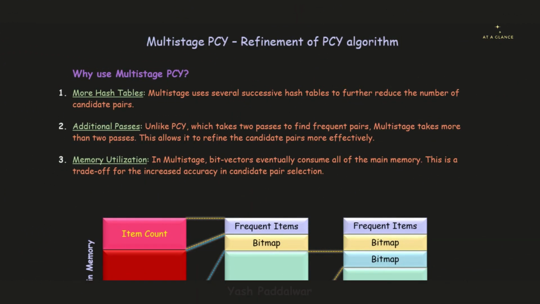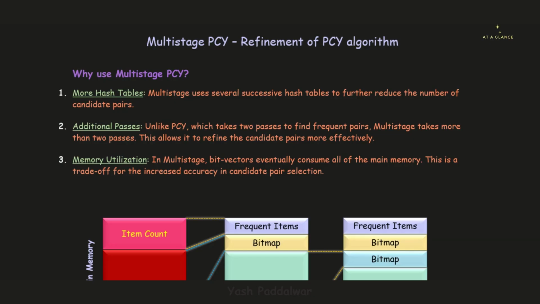In this particular video, we'll be looking into the multi-stage PCY algorithm, which is a refinement of the PCY algorithm. In one of the previous videos in the big data analytics playlist, we already saw what exactly the PCY algorithm, that is the Park-Chen-Yu algorithm, is. If you haven't watched that video yet, please go and watch it in the big data analytics playlist on our channel. Now, first we'll have a look at why exactly we need to use the multi-stage PCY algorithm.